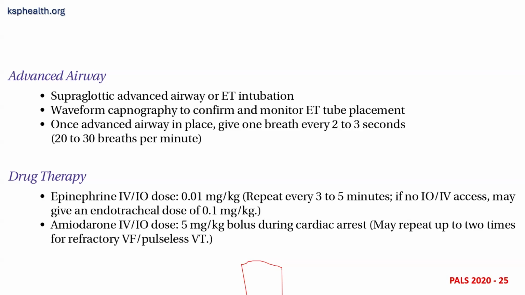Amiodarone, the dose is 5 milligram per kilogram. Bolus during cardiac arrest can be repeated up to 2 times for refractory ventricular fibrillation and pulseless ventricular tachycardia. So amiodarone needs to be given as a bolus during cardiac arrest. In a non-cardiac arrest situation, it can be run over 5 to 10 minutes or 10 to 20 minutes.